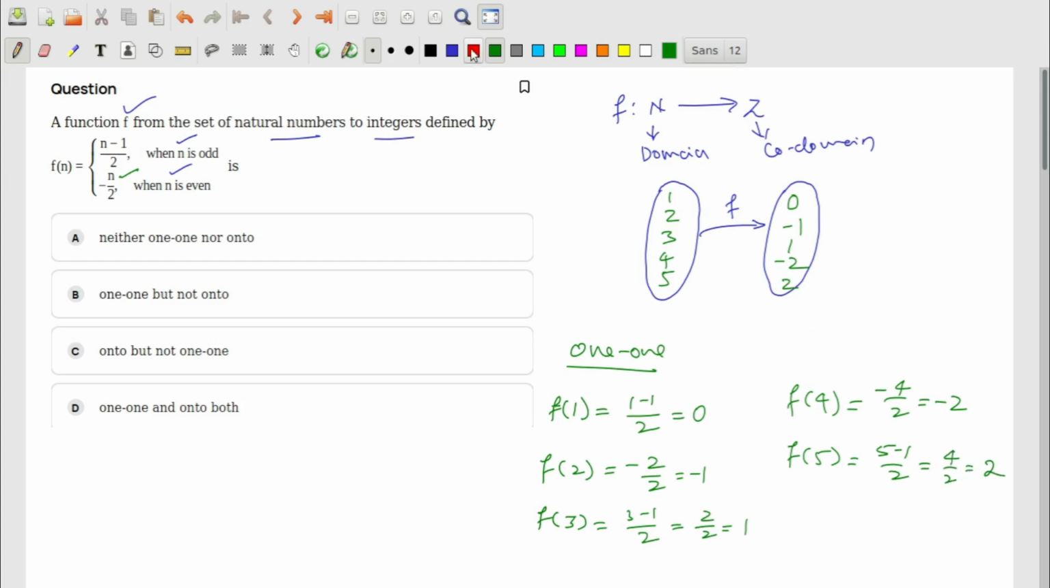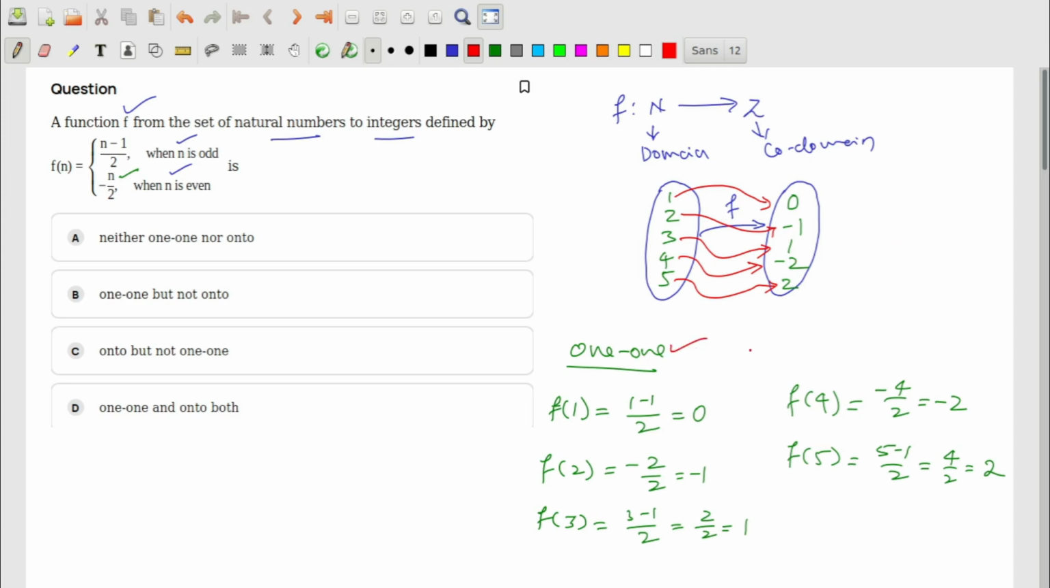Now just observe the pattern here. 1 is related to 0, 2 is related to minus 1, 3 is related to 1, 4 is related to minus 2, and then 5 is related to 2. What we can observe here is that all the elements from the first set have distinct images. So hence it is a one-one function.